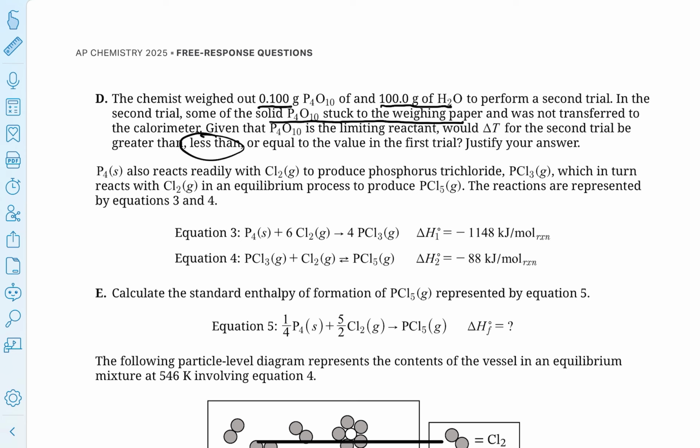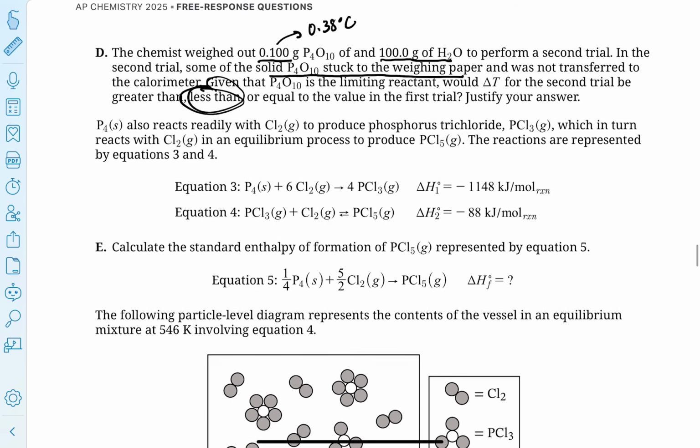Less than, because you didn't finish the reaction. Because, for example, if 0.100 grams gives you a temperature change of 0.38 degrees Celsius, if you, let's say, only scraped in 0.5 grams, then your temperature change is going to be half of that. So we're going to have less than because you did not use all of the reactant in the water.